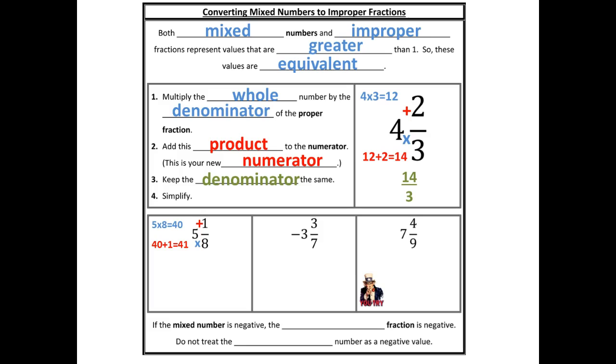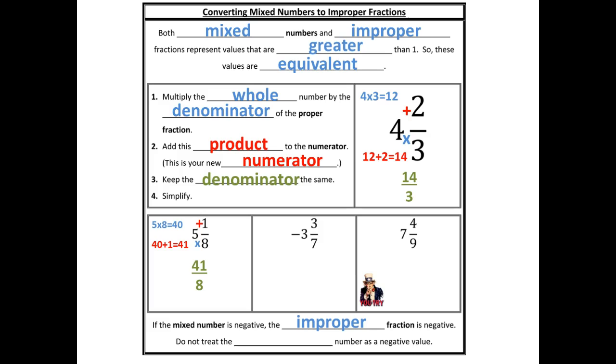The denominator stays the same. So my denominator is 8. My numerator is 41. There's nothing that can be done to simplify that one. This next mixed number, negative 3 and 3/7, is a negative mixed number. The whole value is negative, not just the 3. So this is a good rule of thumb, something to look out for. If the mixed number is negative, the improper fraction is negative as well.